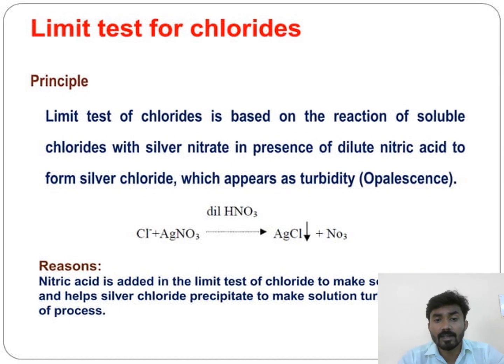This is the reaction: AgNO3 reacts with the chloride in the presence of dilute nitric acid and gives silver chloride. Next, why do we add the dilute nitric acid? Dilute nitric acid prevents the precipitation of impurities other than chloride. We add the nitric acid to prevent the precipitation of other impurities in order to get an accurate result.